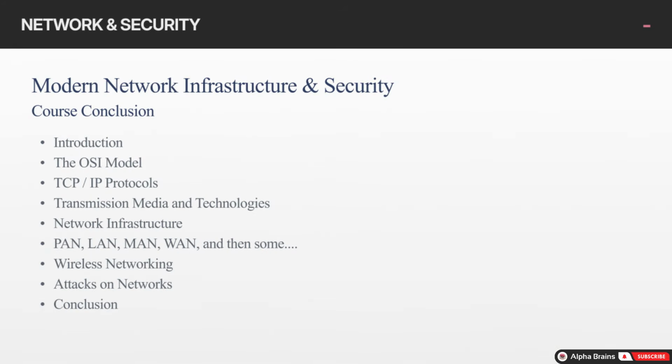This concludes our lessons on network technology and security. As you recall, we reviewed the OSI model, the TCP/IP suite of protocols. We looked at network transmission media and transmission technologies. We looked at network infrastructure components, including personal area networks, local area networks, metropolitan area networks, wide area networks, and then some. We looked at wireless networking technologies, and then we looked at attacks on networks.